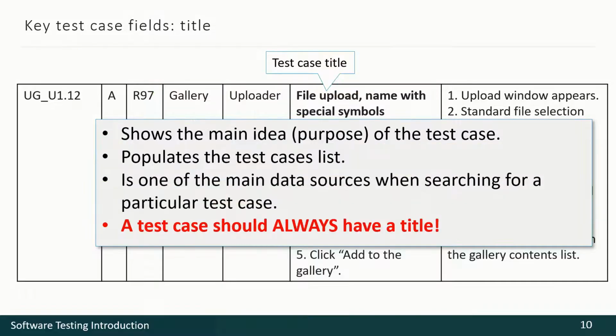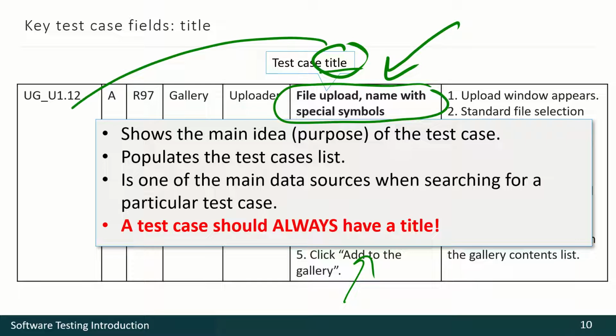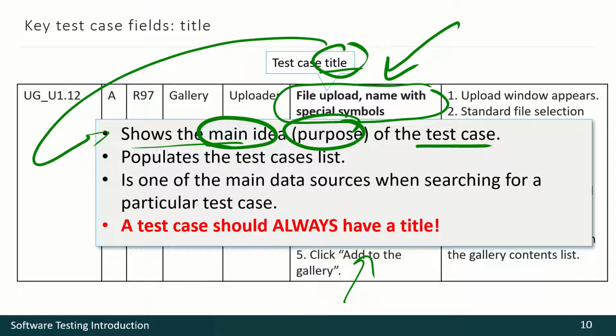The next field is test case title. Usually in modern test case management tools, this is a separate field. But here on the screen we have it at the top of some other information. So, what does the title do? It shows us the main idea, the purpose of the test case. It populates the test cases list.